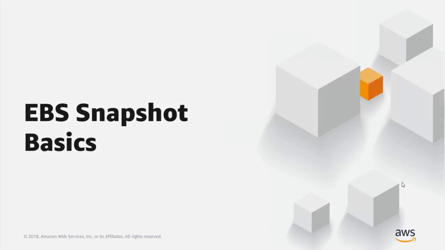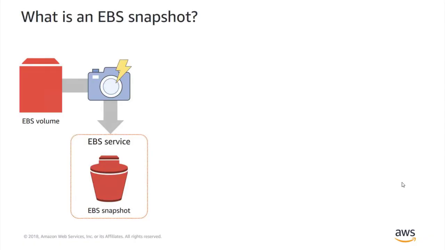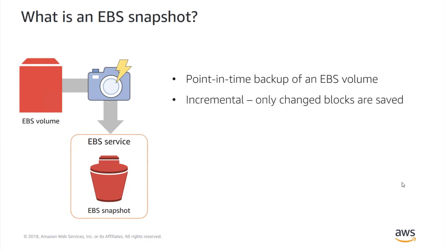So knowing a bit about EBS, let's talk about snapshots. So what is an EBS snapshot? Well, it's a point-in-time backup of an EBS volume, saving only the blocks that have changed on the volume since the previous snapshot. If it's the first snapshot on the volume, then it contains only the blocks that have been written since the volume was created.